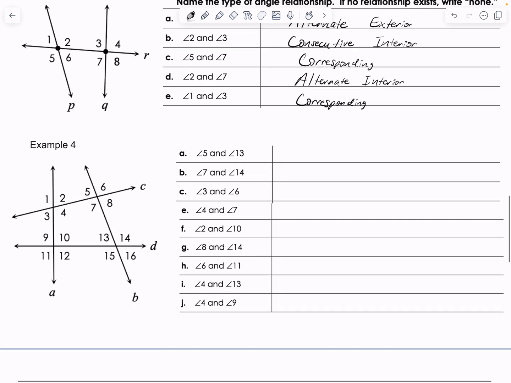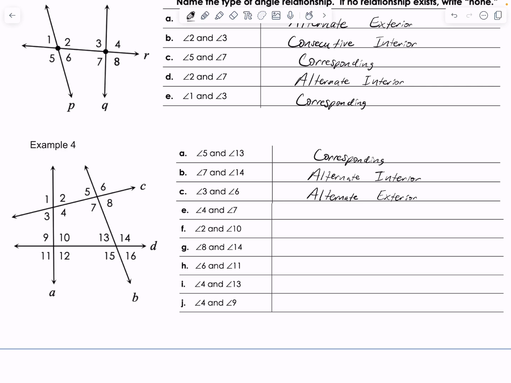Let's do one more example together before I let you try. A lot more to do here. 5 and 13 look like they are corresponding angles. 7 and 14 are alternate interior angles. Angle 3 and angle 6 are alternate exterior angles. Then we have angle 4 and angle 7. These are going to be consecutive interior angles. Angle 2 and angle 10, those are going to be corresponding. Angle 8 and angle 14, those are going to be consecutive interior.